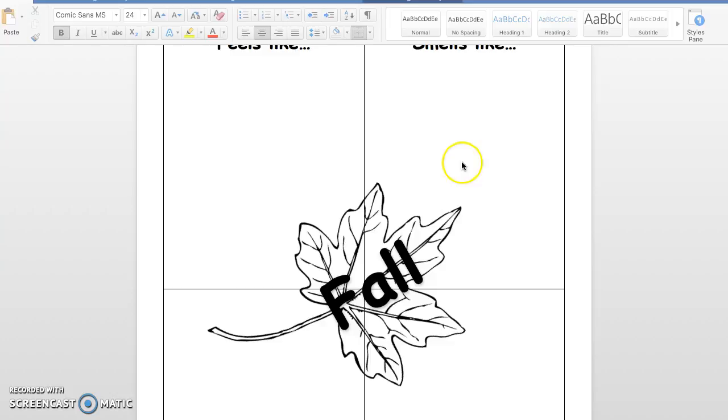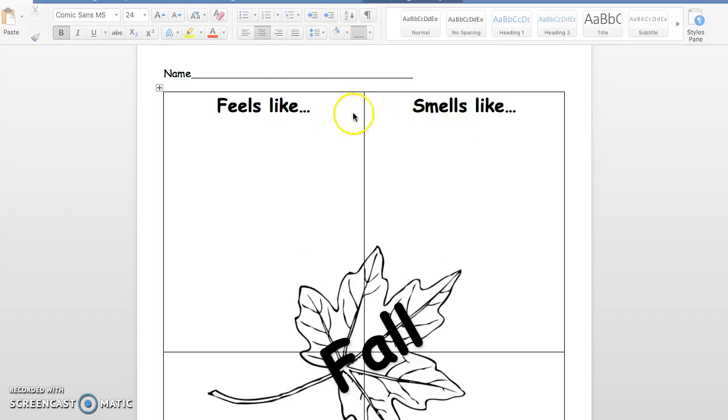Another thing, one thing I would like to work more on is just my heading. So I need to make sure when I'm putting in the settings that I click feels like and smells like, and I specify that it is a heading in Microsoft Word.